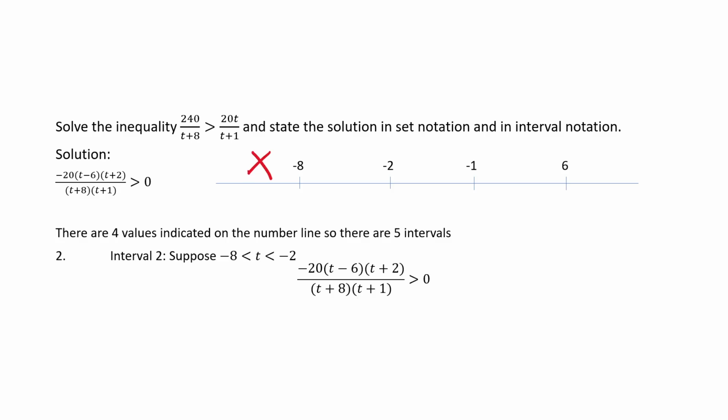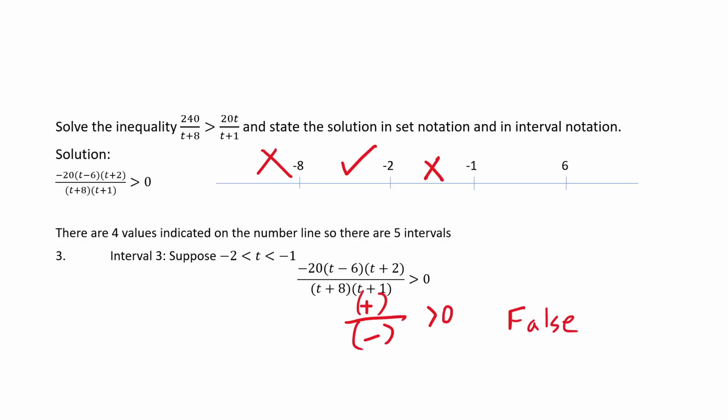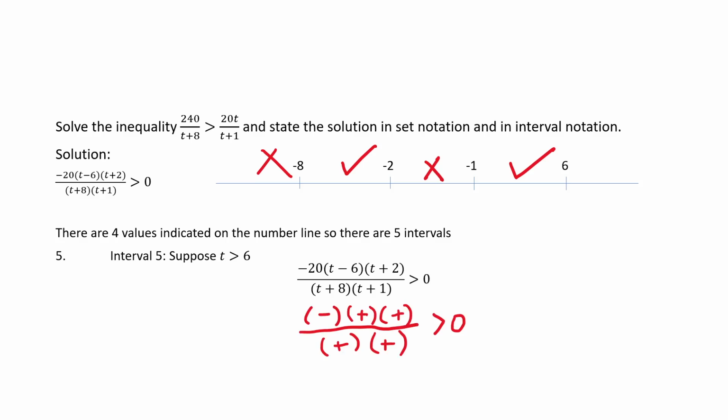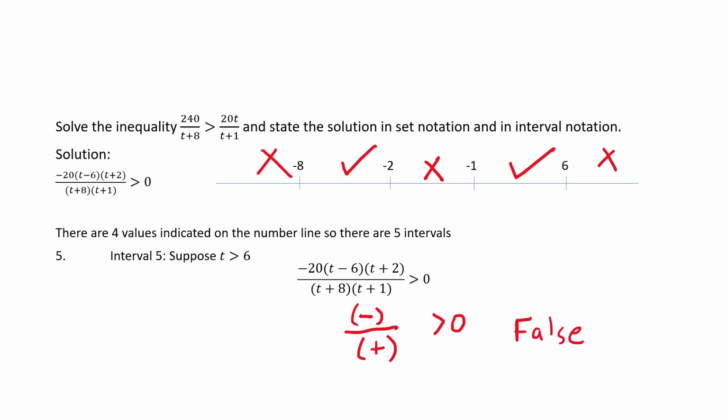If we let t be in the second interval, we get a negative over a negative. Is that greater than 0? Yes, it is. If we let t be in the third interval, we get a false statement. Letting t be in the fourth interval gives us a true statement, and letting t be in the fifth interval gives us a false statement.